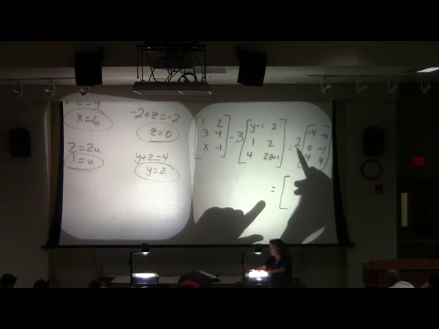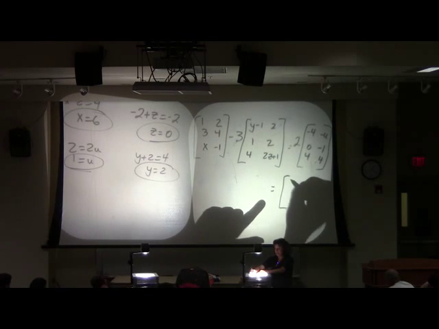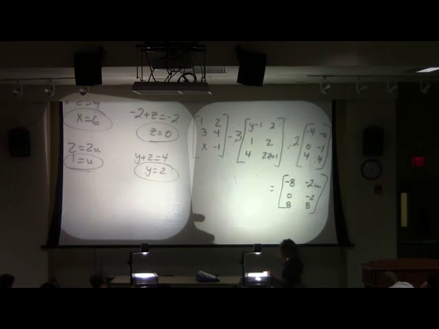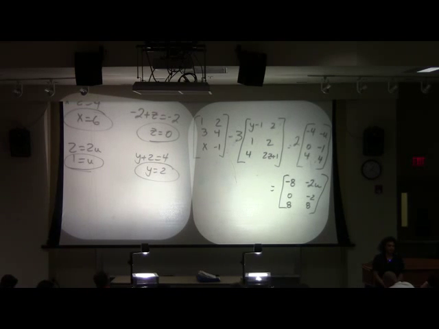What do I do with this 2? Good, I multiply each entry in my matrix by 2. So I get -8, -2u, 0, -2, 8, 8. Questions there? Cool. All right.